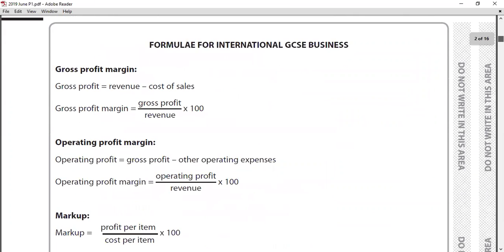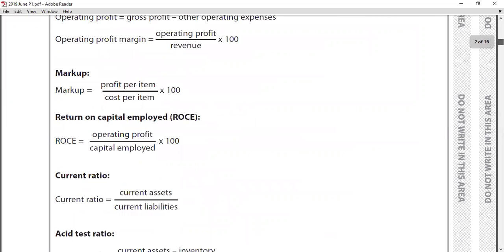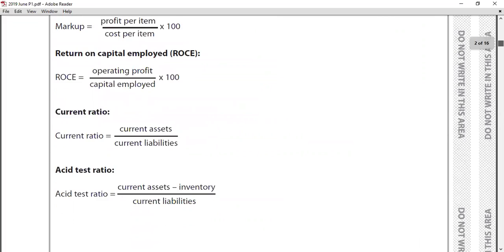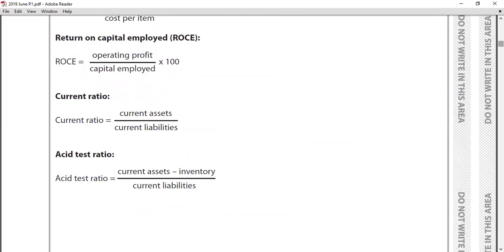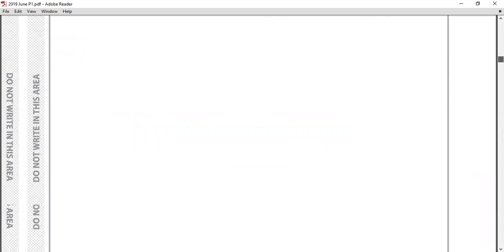A formula sheet is given, which covers the financial management formulas: gross profit margin, operating profit margin, markup ratio, ROCE, and liquidity ratios, the current ratio and the acid test ratio. Then the case study comes.